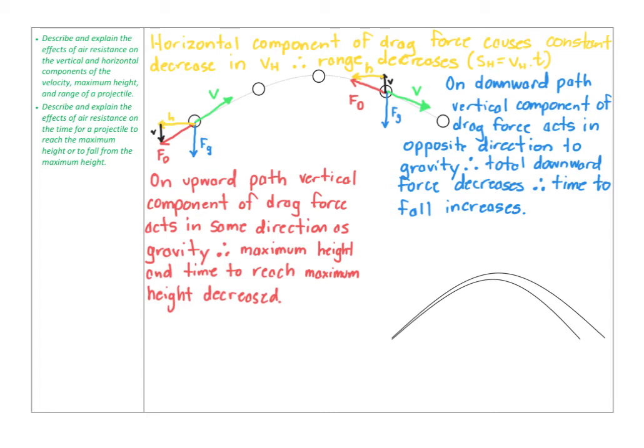If we look at the vertical motion, it's best to break this into the two scenarios. So if we look here on the upward path, the vertical component of the drag force in black acts in the same direction as gravity in blue. So the total force is increased, the total downward force is increased. Therefore, the maximum height and the time to reach the maximum height are decreased.